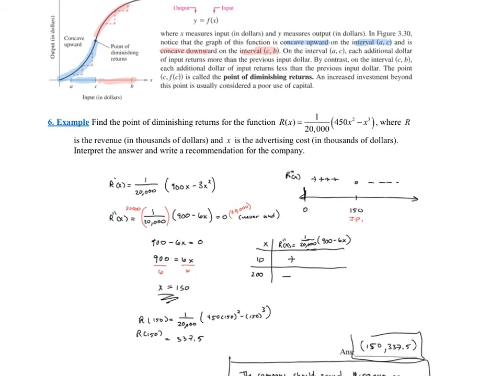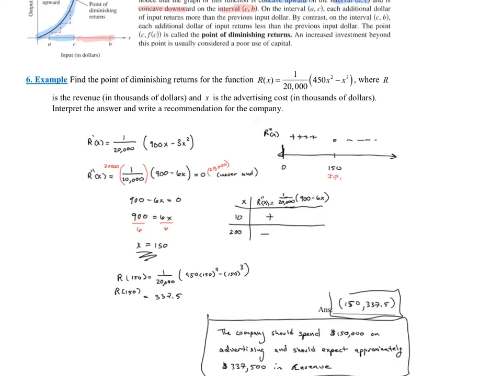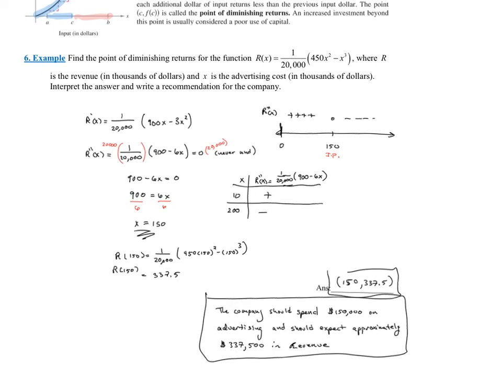Well, because it's a point of diminishing returns, I know that I need to find the second derivative. So the first thing I did is I found the first derivative of the function. 1 over 20,000 is a constant. For 450x squared, the derivative is 900x, and the derivative of x cubed is 3x squared. Again, it's the point of diminishing returns, the inflection point, so I need the second derivative, not the first derivative. So again, the derivative of 1 over 20,000 is 1 over 20,000. The derivative of 900x is 900. And the derivative of negative 3x squared is negative 6x.